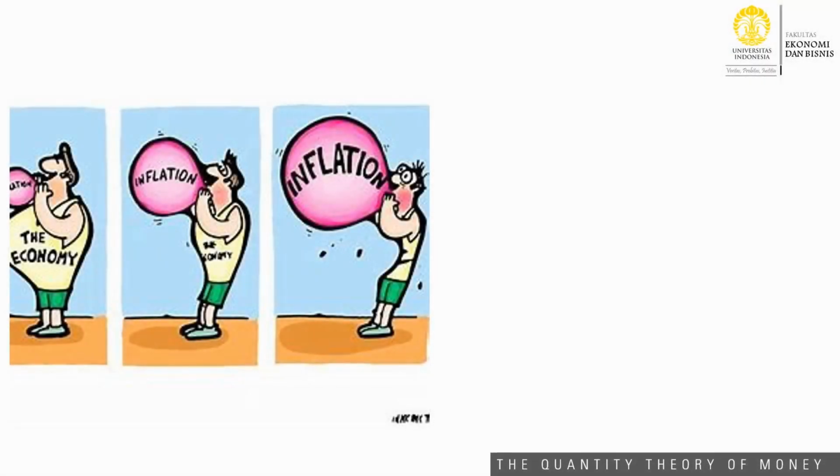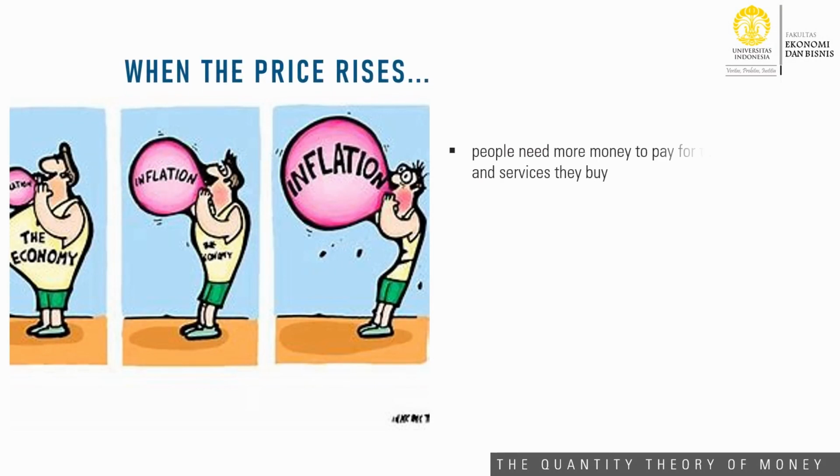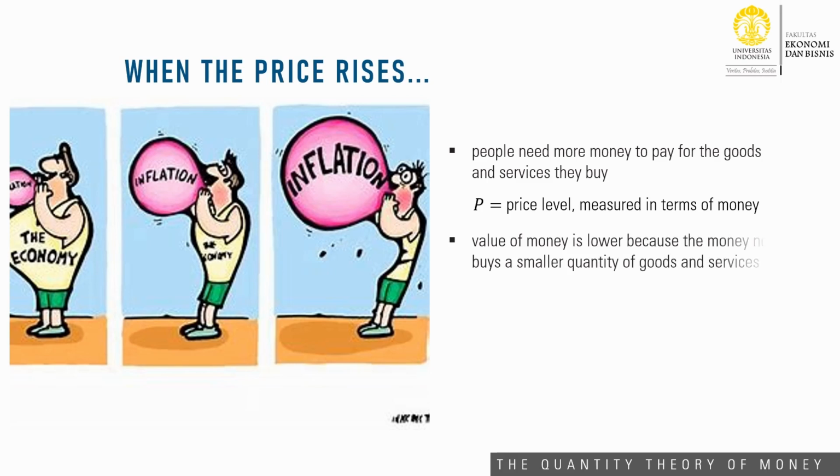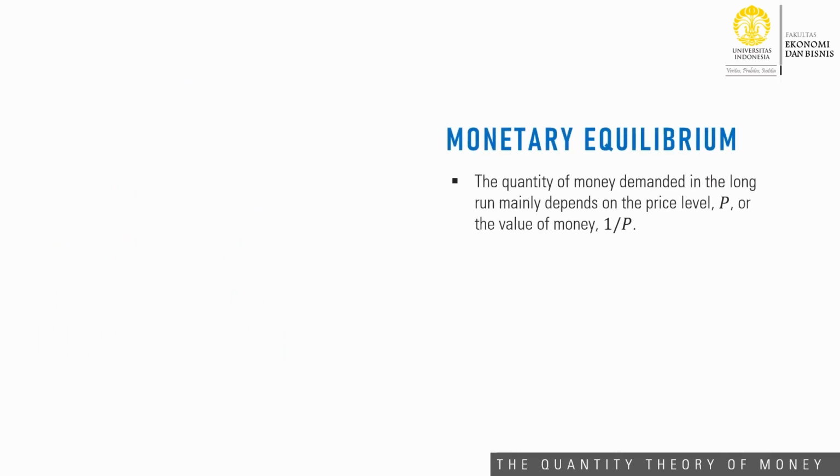First of all, inflation, or the increase in the economy's overall price level, can be viewed in two ways. First, when the price level rises, it means that people need more money to pay for the goods and services they buy. So we have P, or the price level, that is measured in terms of money. Second, a rise in the price level also means a lower value of money because the money now buys a smaller quantity of goods and services. So now we have the value of money measured in terms of goods and services, or mathematically expressed as 1 per P. One thing being clear is that the quantity of money demanded in the long run mainly depends on this price level P, or the value of money 1 per P.